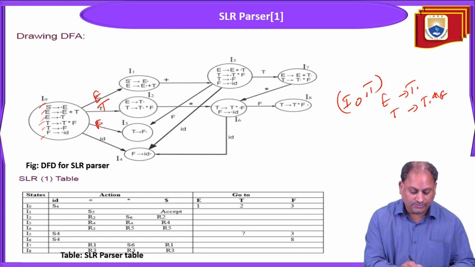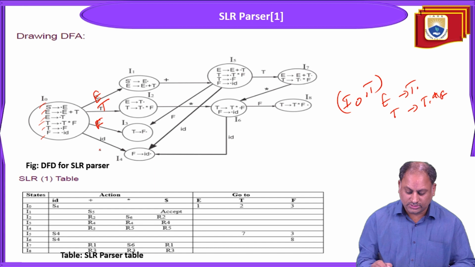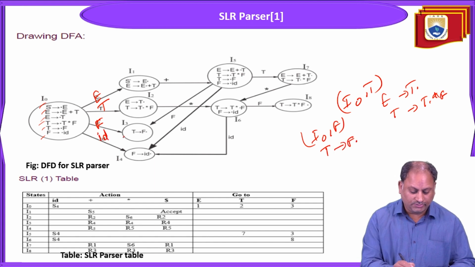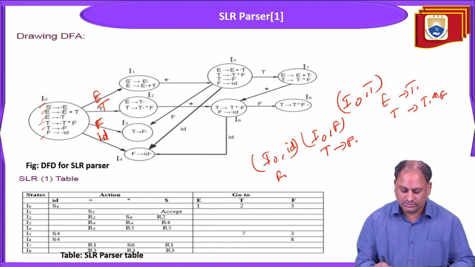Now capital F. Because of capital F, we got production, that is I0 comma F. We got one production, that is T derives F dot, and for ID, identifier, we got I0 comma ID. What we got? F derives ID.